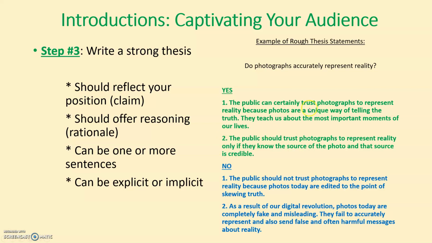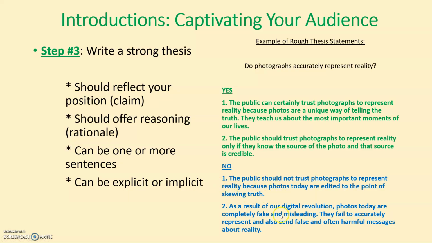Now let's say you wanted to take the no side, that you wanted to argue no, photographs don't represent reality. You can write, the public should not trust photographs to represent reality. Again, that's my claim, it's my position, because photos today are edited to the point of skewing truth. So that's my main rationale. And notice how it's just 1. So when I say you should have a rationale, it could be 1, it could be more than 1. For this thesis, I have 1.